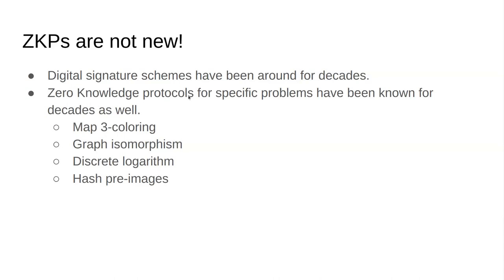So zero knowledge protocols for specific problems have been around for decades as well. Like the map three-coloring one we saw, and graph isomorphism, basically checking if two graphs are the same. You can use zero knowledge proofs for that. And the discrete log problem, which is just like the digital signature example too. And then we have hash pre-images, just like you logging into your social media accounts.